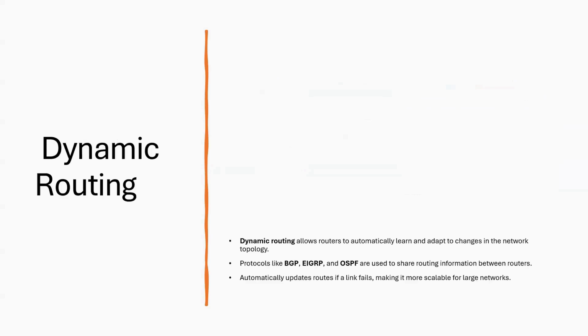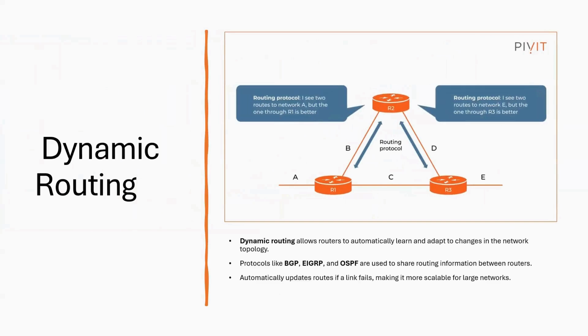Now, moving on to dynamic routing. Unlike static routing, dynamic routing allows routers to automatically learn and share routes with one another. This means that if there's a network change, like a link going down, the routers will automatically update the routing tables to reflect the new best path. Dynamic routing protocols such as BGP, EIGRP, or OSPF make this possible. These protocols exchange routing information between routers and adjust the paths as the network changes, which makes dynamic routing perfect for larger and more complex networks.